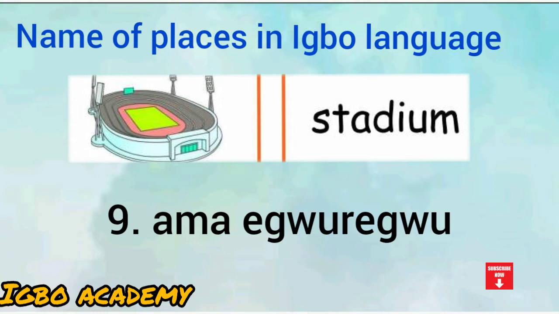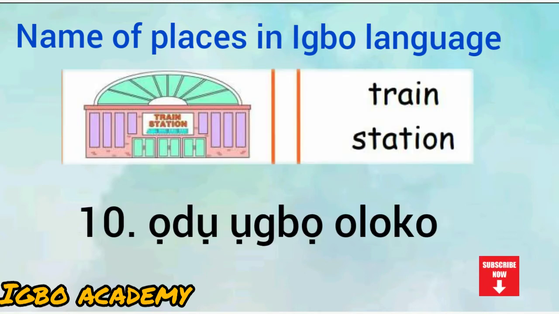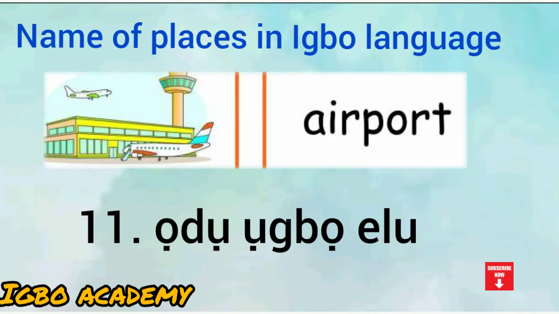Number nine, the stadium is called Ama Egwuregwu. Number 10, the train station is called Ọdụ Ụgbọ Oloko. Number 11, the airport is called Ọdụ Ụgbọ Elu.